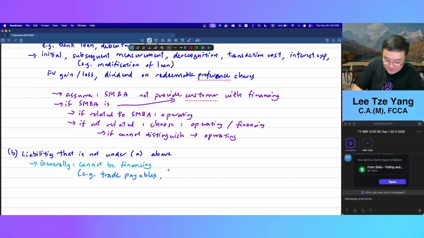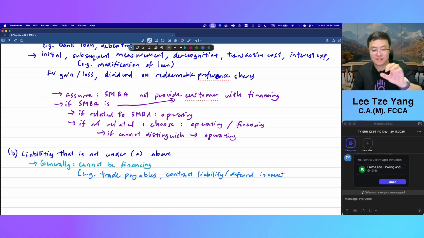Contract liability or deferred income. You don't go and tell me, oh teacher, I received the advance payments, or I credited deferred income, then I move it to revenue under financing. How can it be? It must be revenue, must be operating.